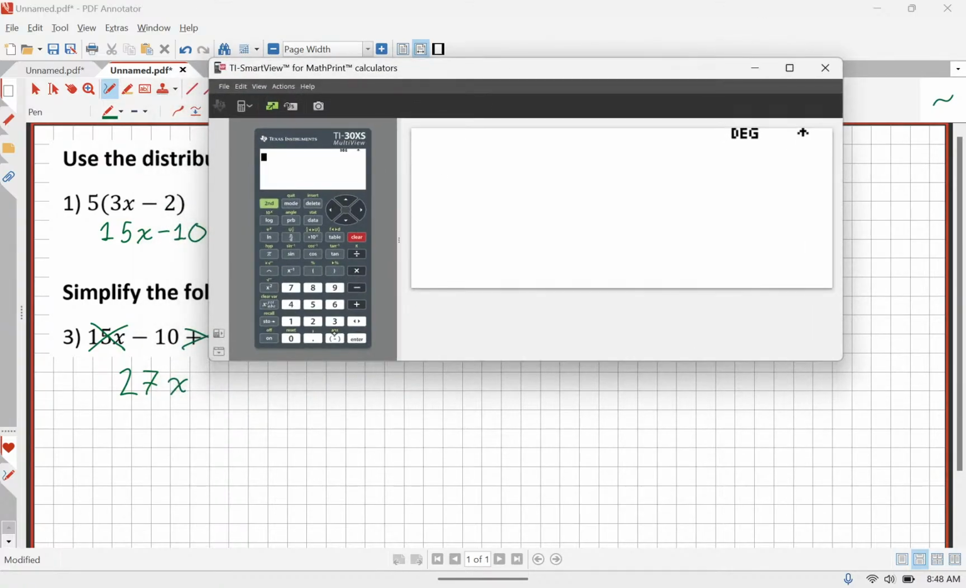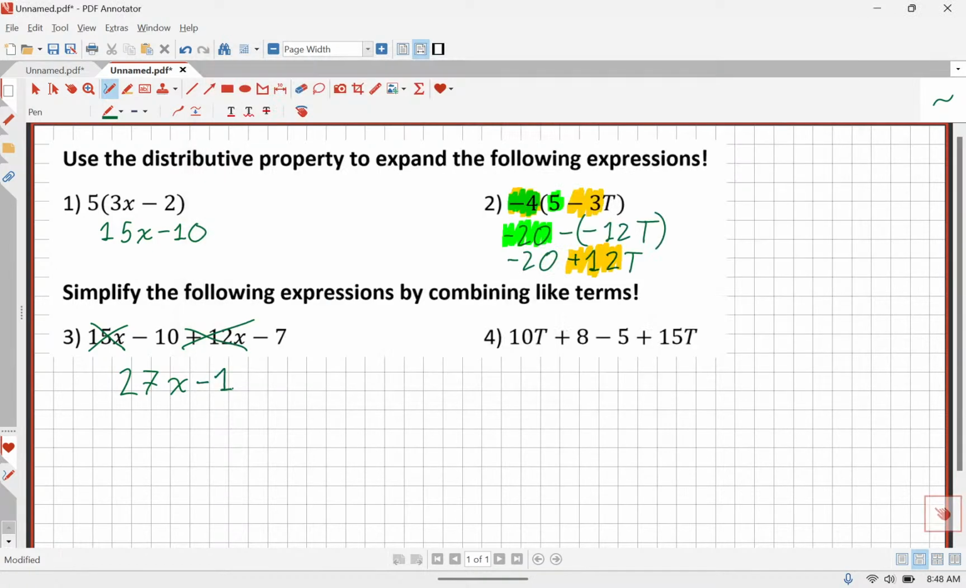Okay, so if we do negative 10 minus 7, that would be negative 17. So this turns into 27x minus 17, and then we're stuck there. It's as far as we can go, because the one term has x's and the other one doesn't, okay?